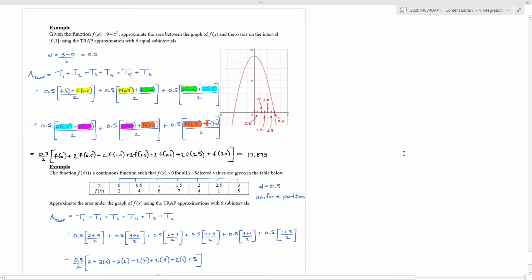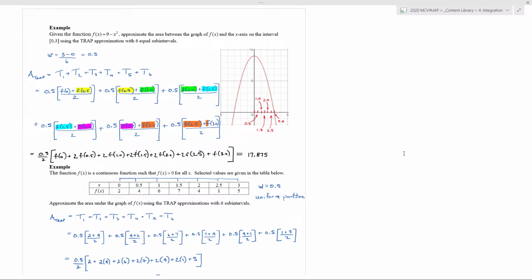Given the function 9 minus x squared, approximate the area between f of x and the x-axis from 0 to 3 using the trapezoidal approximation with 6 equal subintervals. Okay, there's nothing new here. This is just showing you that the more trapezoids you use, the more calculations are involved.